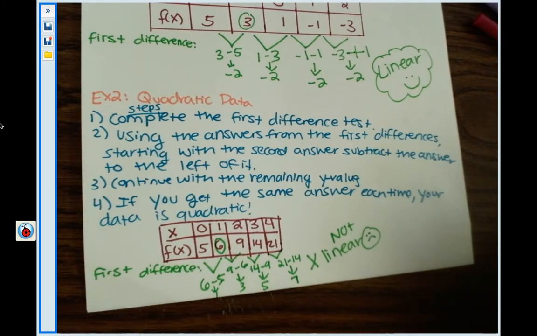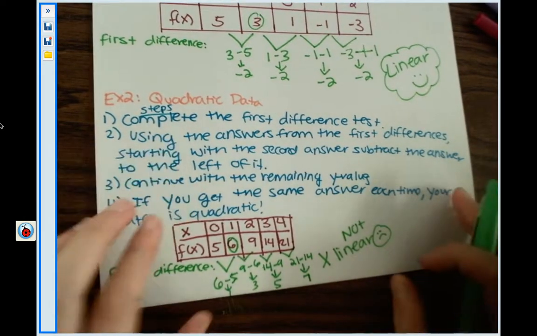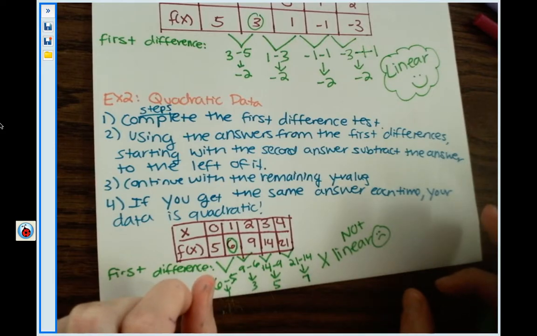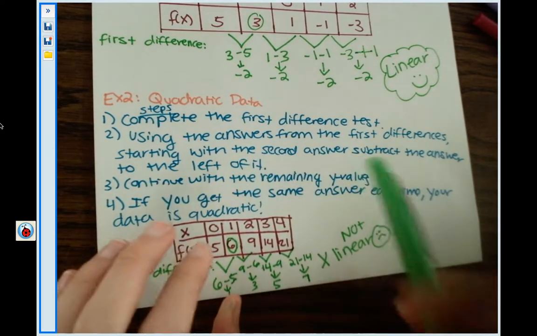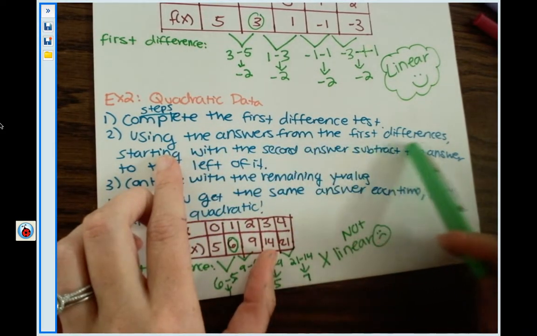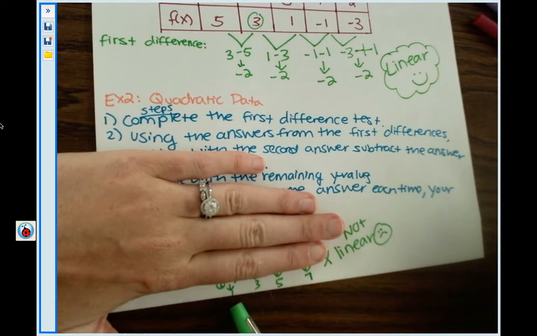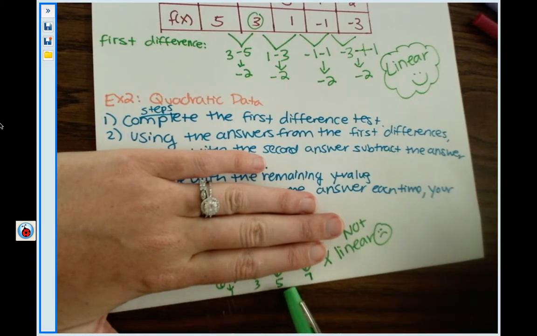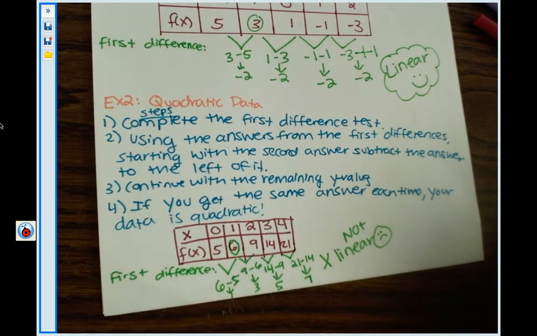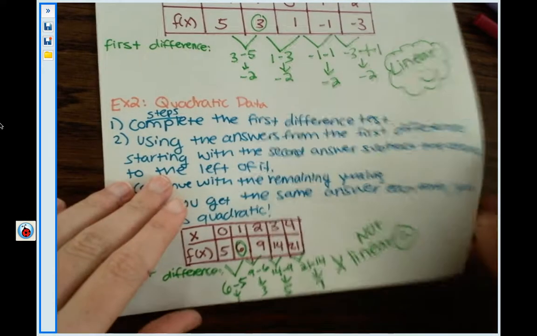If the first difference test fails us, what we're going to do now is something called a second difference test. For the second difference test, we're using the answers from the first differences, so I'm going to use these answers now, so we're only looking at the 1, the 3, the 5, and the 7. I'm going to start with my first different y value from the left, and subtract the previous answer that I got.